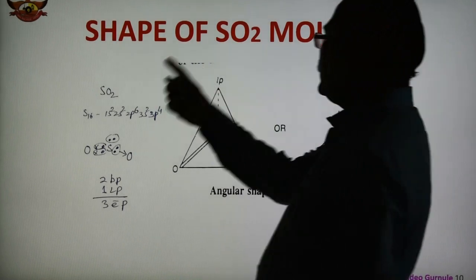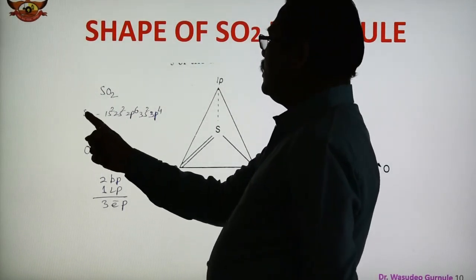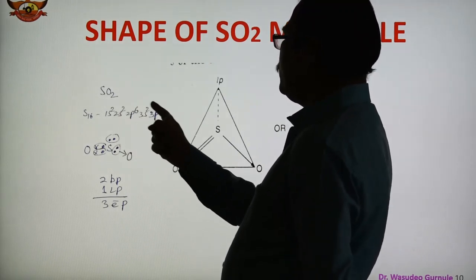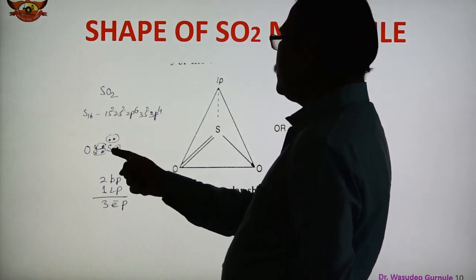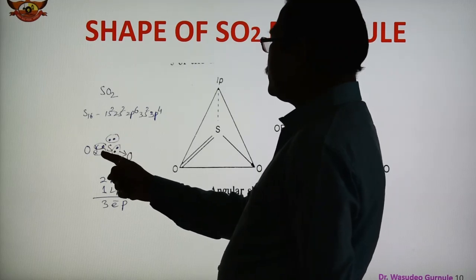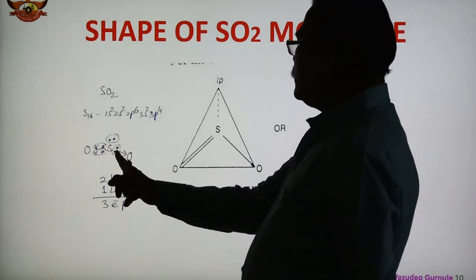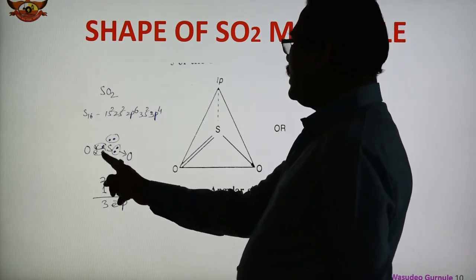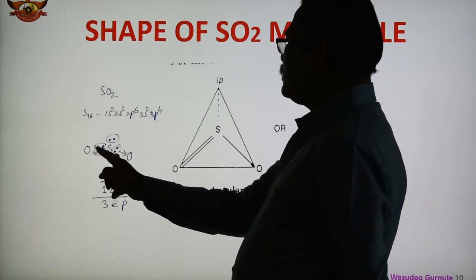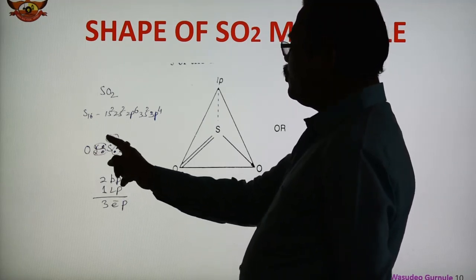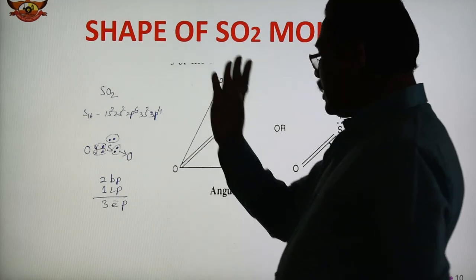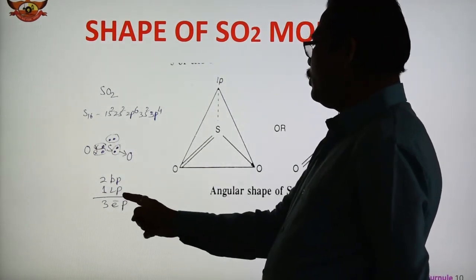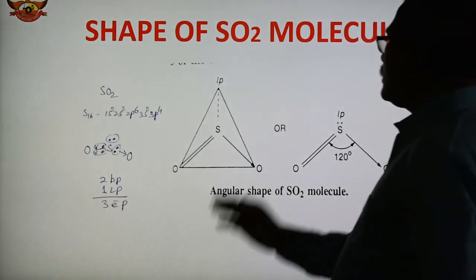In case of SO2, again the central atom is sulfur, atomic number 16, configuration is 1s2, 2s2, 2p6, 3s2, 3p4. 6 electrons are there in the valence shell, 1, 2, 3, 4, 5, 6, and out of these there is one coordinate bond with the oxygen, and here 2 electrons are involved in the sharing and forming a double bond with the oxygen, and 2 electrons remain as a lone pair. Again, in this Lewis structure, there are 2 bond pairs and 1 lone pair, and total electron pairs are 3.